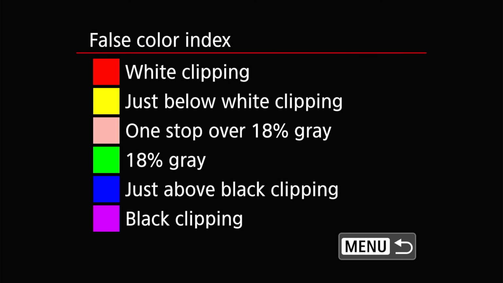Red is for where white is clipping, so this is your overexposure. Yellow is just below that, so this is your warning that you're about to overexpose. And then you have pink, which shows you one stop over 18% gray. Green shows you 18% gray. Blue is just above black clipping, and purple is where black is clipping.